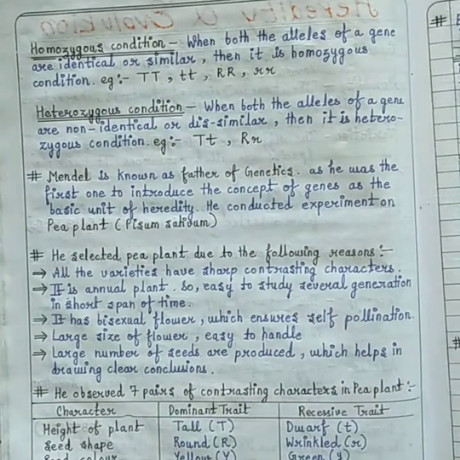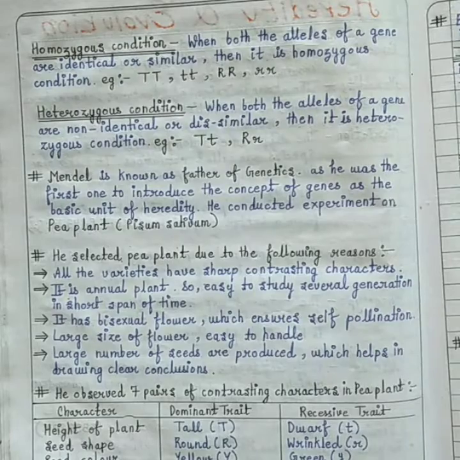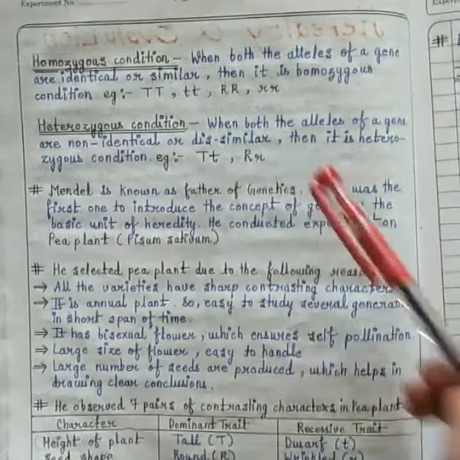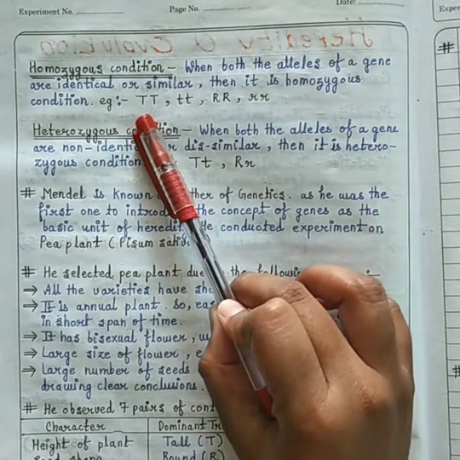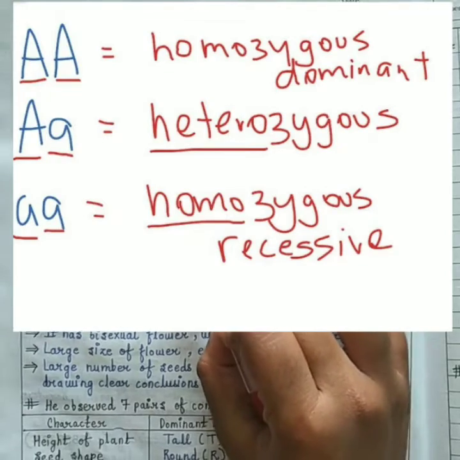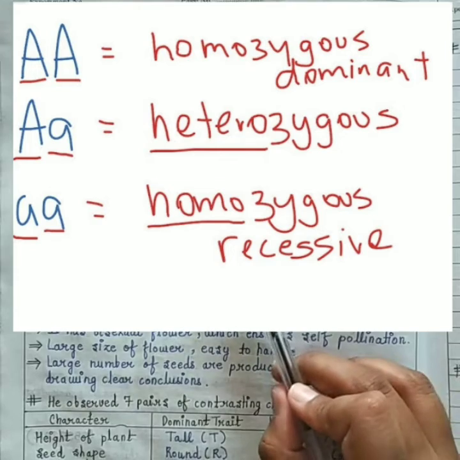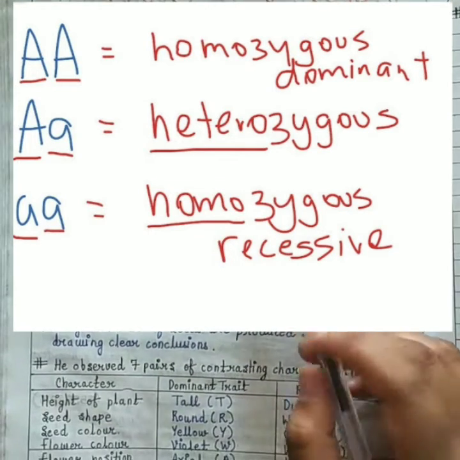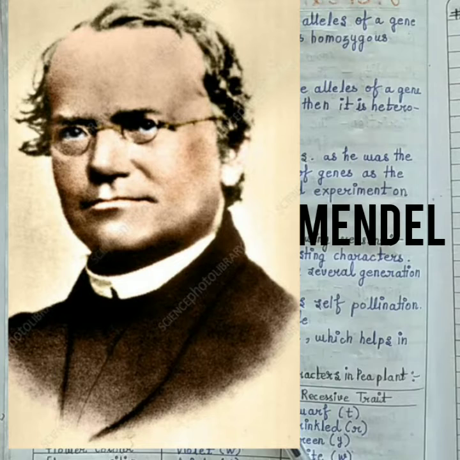So basically we were not studying dominant and recessive here. We were talking about the homozygous and heterozygous condition: when in a pair of genes two alleles are there and both the alleles are similar, that is homozygous condition, and when both the alleles of a gene are dissimilar, then that is heterozygous condition. Moving ahead, we will talk about Mendel.